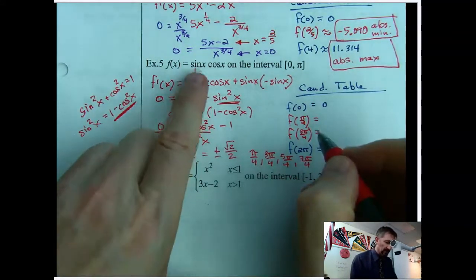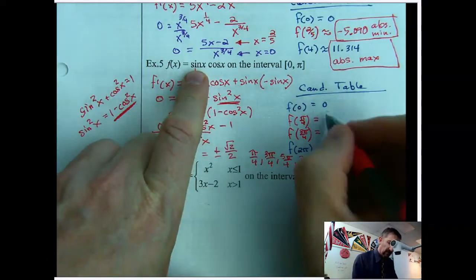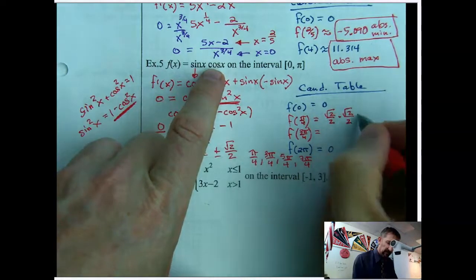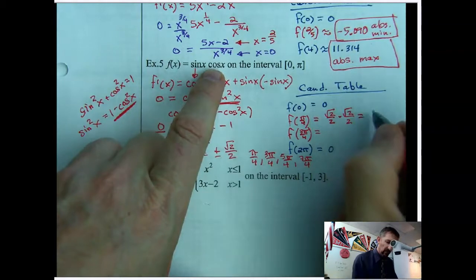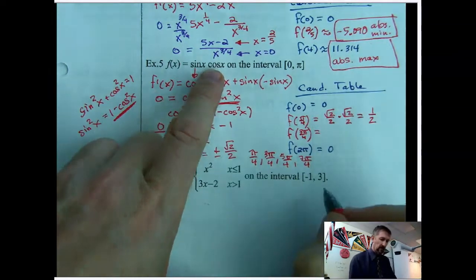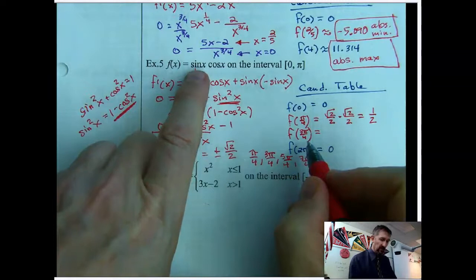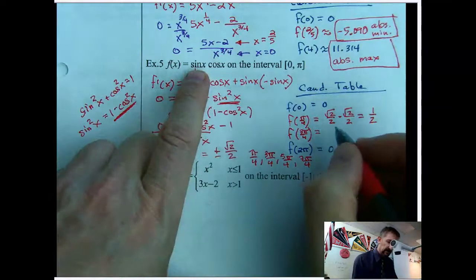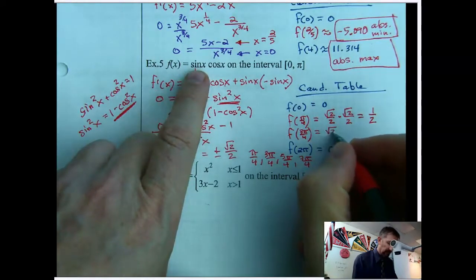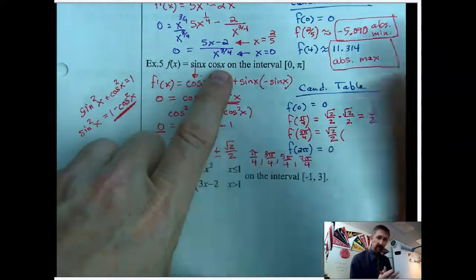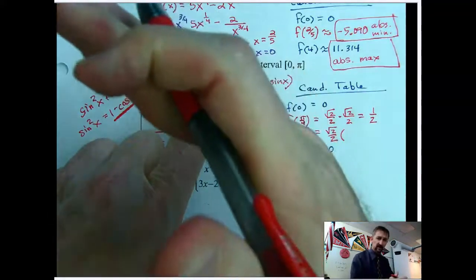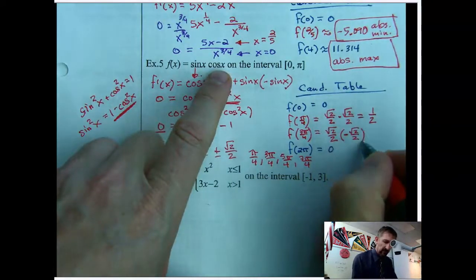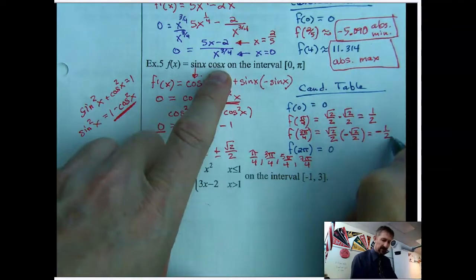So if we plug in pi over 4 to the original function, the sine of pi over 4 is root 2 over 2. And the cosine of pi over 4 is also root 2 over 2. So if we multiply those, that's 2 over 4, which is 1/2. Okay? Now, if we plug in 3 pi over 4, the sine of 3 pi over 4, that's a positive y value. So sine is going to be positive root 2 over 2. Now, the cosine of 3 pi over 4, that's over in the second quadrant, and that x value is negative. So that's going to be negative root 2 over 2. So that's going to be negative 1/2.